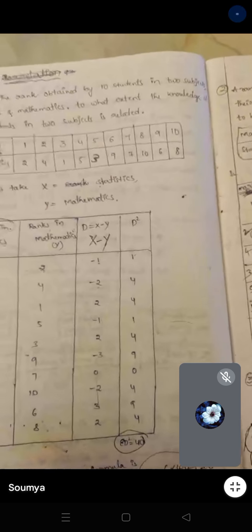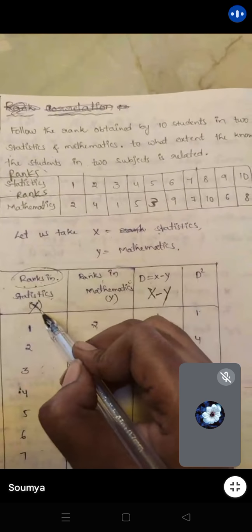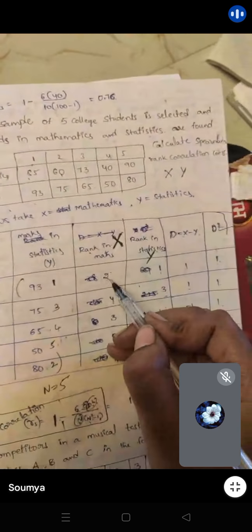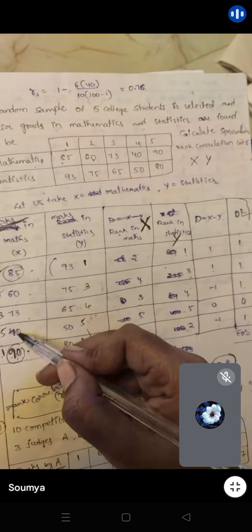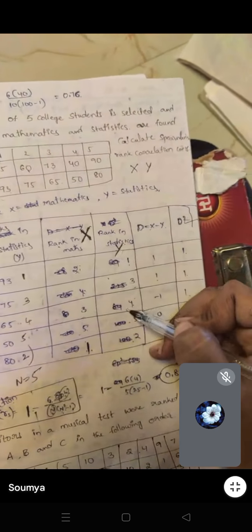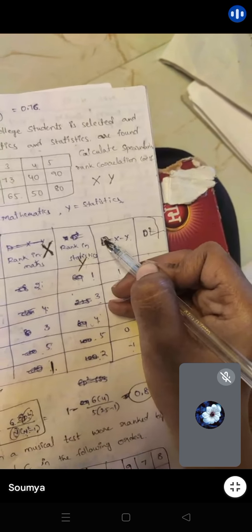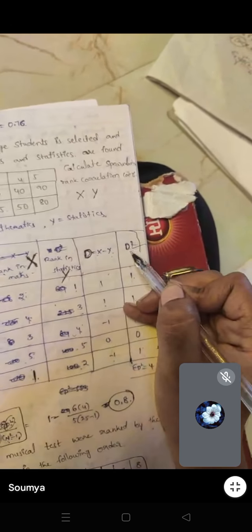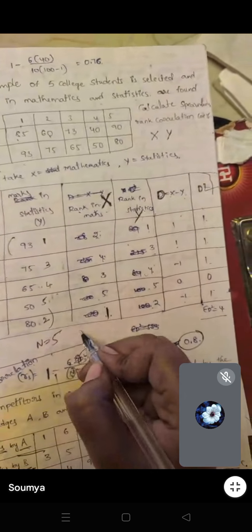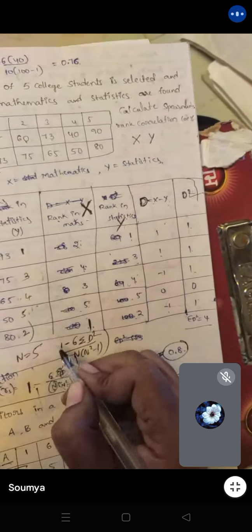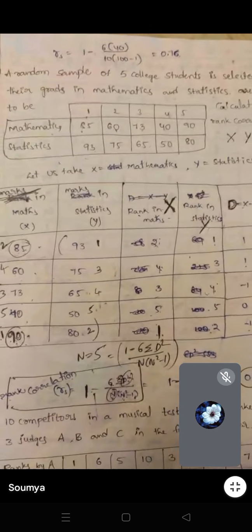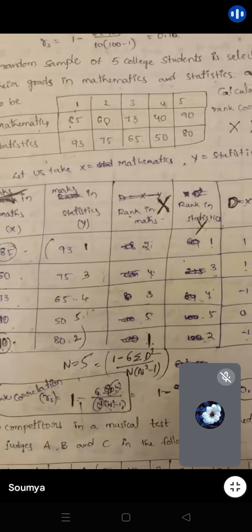For non-repeating ranks, if they give ranks, you consider only capital X and capital Y. If they give marks, you have to assign ranks according to the marks. For the highest marks, you give 1, after that 2, and so on. After taking the ranks, you find D, which is nothing but X minus Y. And the formula you have to remember is 1 minus 6 summation D square by n into n square minus 1. Today you have 4 formulas, so memorize the 4 formulas, okay?